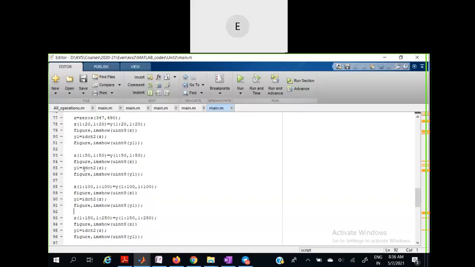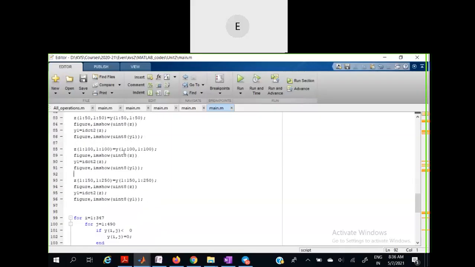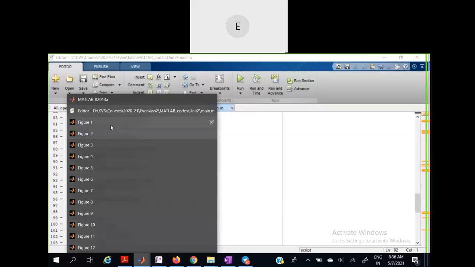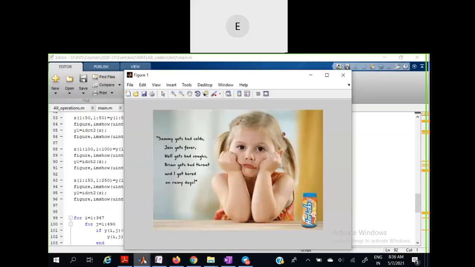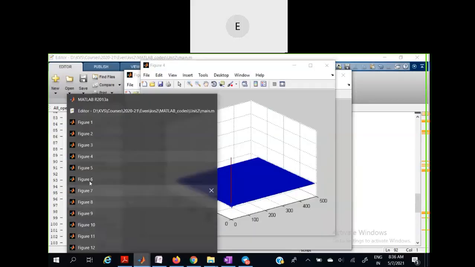In the next case, the first 50 by 50 coefficients are copied, the remaining are made equal to 0, and I am doing inverse DCT. Here 100 by 100, here 1 to 150, and 1 to 250. Now observe the images. So this is the original image. I think this is already seen. I should explain this also; I'll come back to that later.